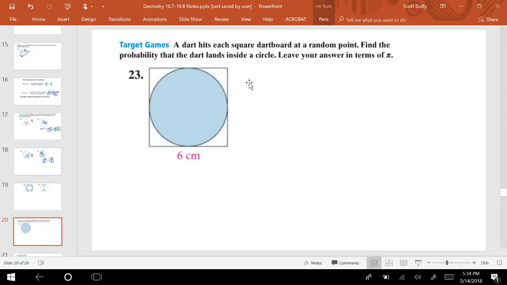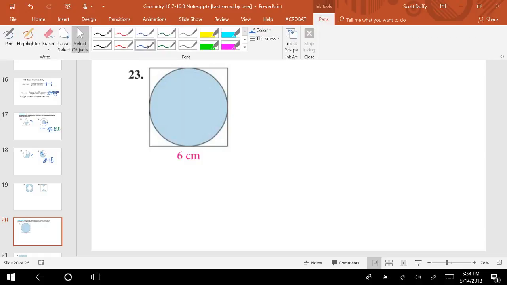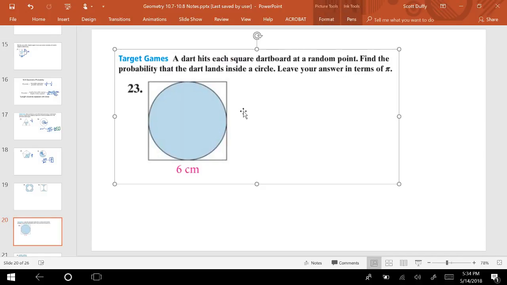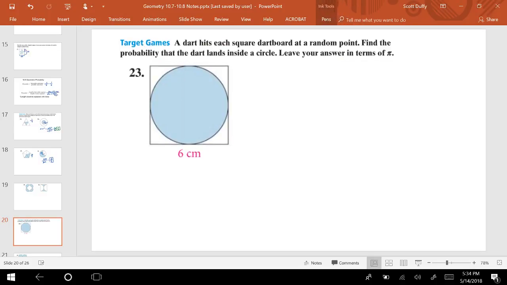Number 23. This is very similar to what we ended 10.7 with. A dart hits each square dartboard at a random point. Find the probability that the dart lands inside a circle. Leave your answer in terms of pi. Okay, so we have side lengths on this square being 6. If the whole side length is 6, what would be the radius of that circle? Well, 3, right?